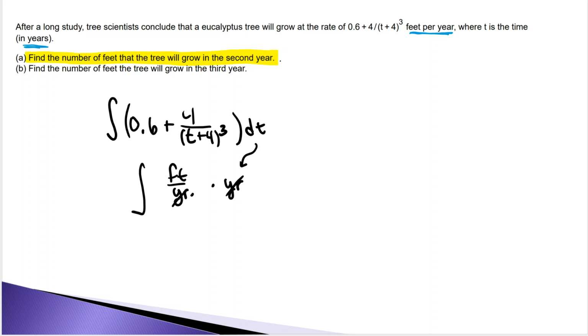The other thing really quickly to set this up is we need our limits of integration in the second year. So I want the total number during the second year. So the second year starts at the end of the first year and ends at the end of the second year. So those are the limits of integration for that. And then for part B, of course, it'd be the same function, but you'd integrate from 2 to 3.